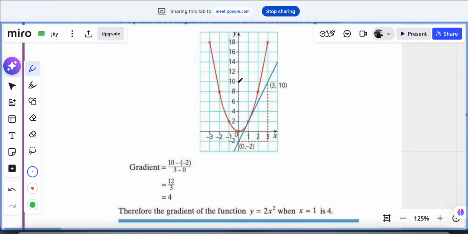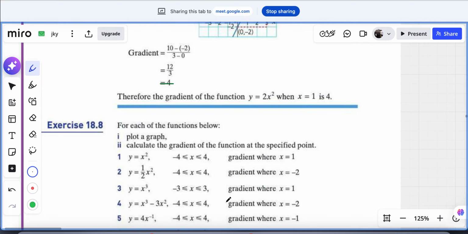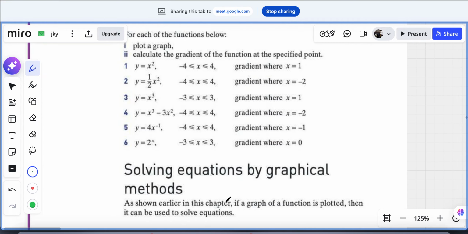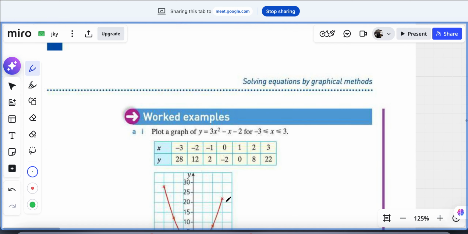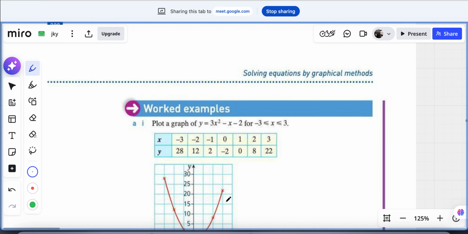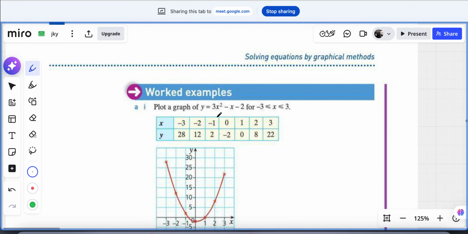So when you have a quadratic, you just choose a point and draw a tangential line to touch the point. Any value you choose, you're going to get the same answer. For this one, we chose 10 and 0, and negative 2 on the y-axis. So 10 minus 2 is 12, over 3 minus 0, which is 3. So 12 divided by 3, you get 4. Any one you choose, you will get the same answer, 4. So the gradient is 4. Pause this and solve the following.